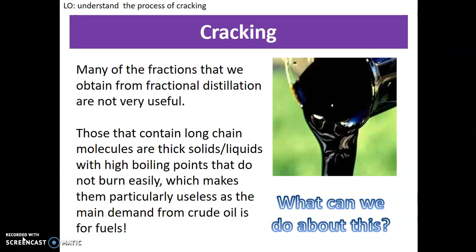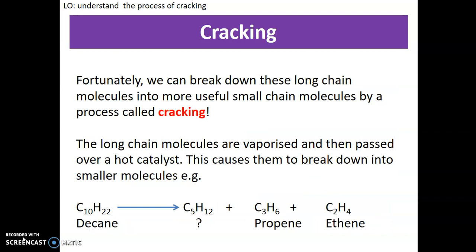A lot of them are long chain molecules, so long chains of carbons, that result in thick solids or very thick liquids. They're very high boiling points, they don't catch fire easily. So in terms of what we want to use them for, which is predominantly fuels, they are not particularly useful. So there is further processing needed in order to make these large long chain hydrocarbons useful, and that process is what we call cracking.